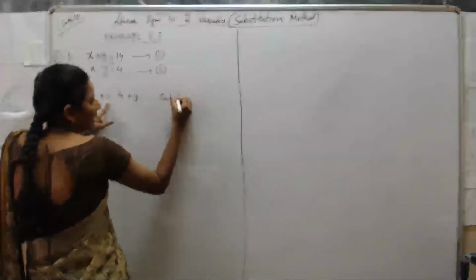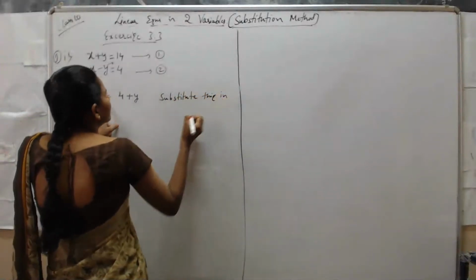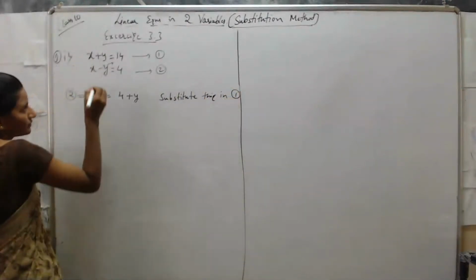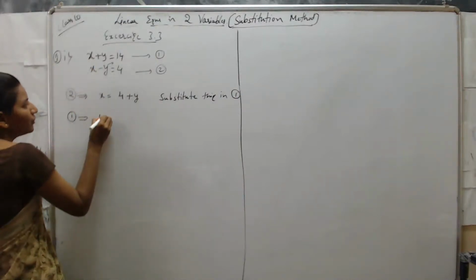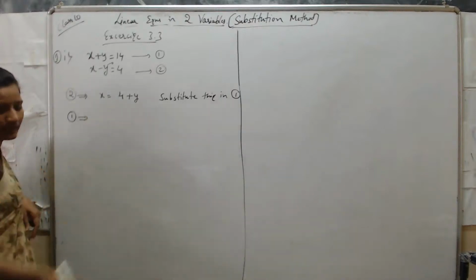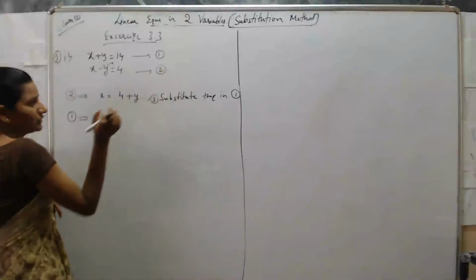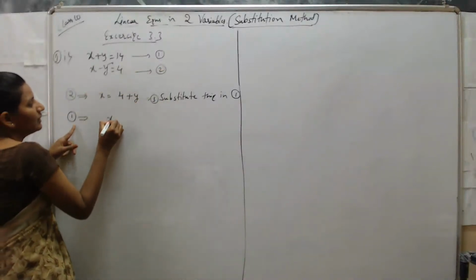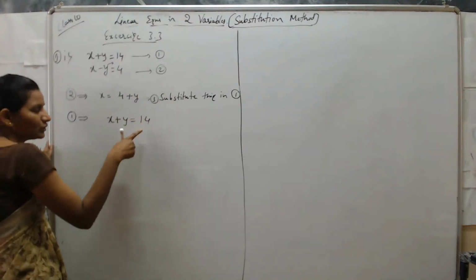Substitute this, same procedure. Substitute this in equation 1. Now equation 1 implies x value is 4 plus y. Otherwise I will write equation 1. See, always write 1, 2, 3. It will be easy. What is equation 1? X plus y is equal to 14.